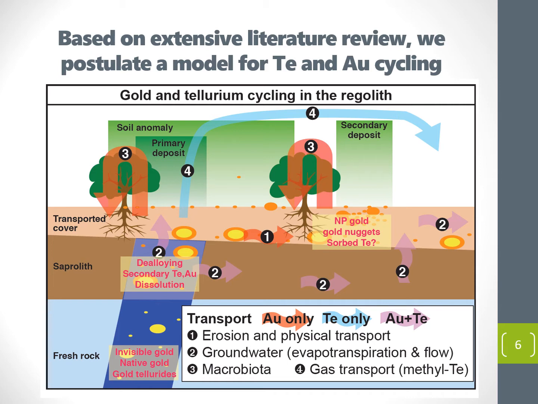So based on our literature review, we put together tellurium and gold cycling for the first time into one coherent model. I'd like to particularly draw your attention to process number 4, which shows that tellurium can go into the atmosphere as volatile tellurium compounds produced by microbes. Gold doesn't have this sort of behavior, and that's where the two cycles separate, after the two metals are normally found together in saprolith samples, such as in gold tellurides.